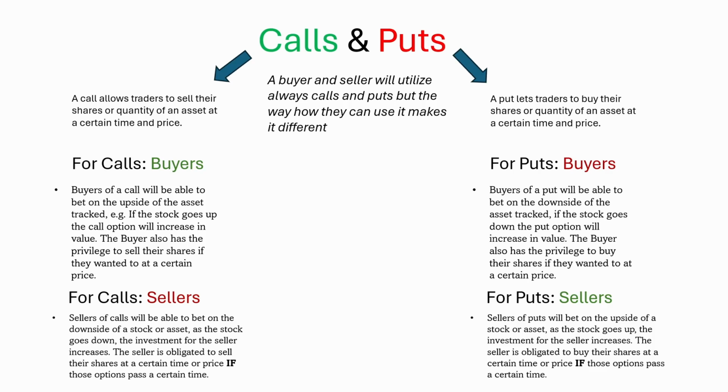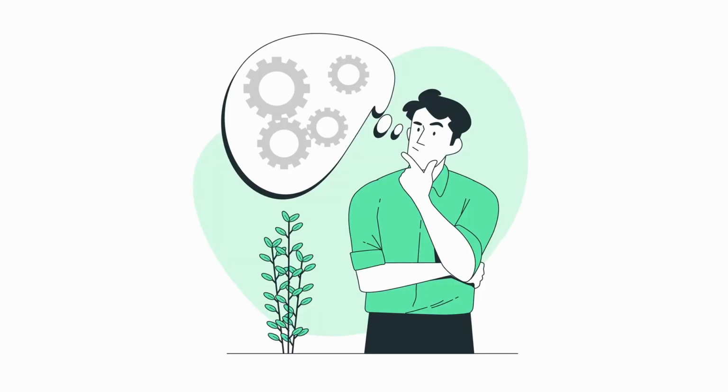The buyer also has the privilege, like in calls, to buy their shares. So instead of selling their shares, put buyers have the privilege to sell their shares if they wanted to at a certain price. For put sellers, sellers will bet on the upside of that stock or asset. So if the stock goes up, the investment of the seller increases. The seller is obligated to buy their shares at a certain time or price if those options pass a certain time. Okay, so that's pretty much the fundamental basics of understanding calls and puts.